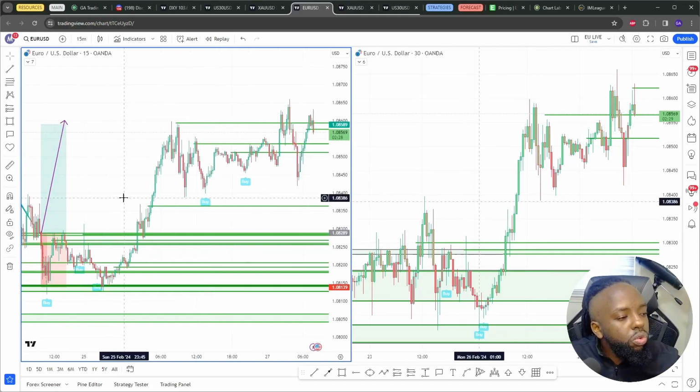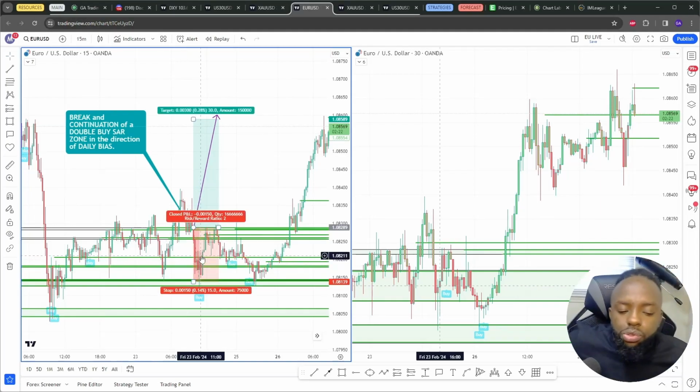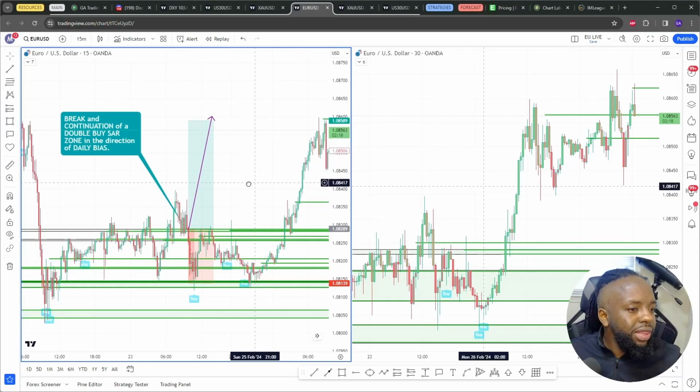But the new thing for this one is just looking at where you have supply zones within supply zones, where you have demand zones within demand zones. But other than that, that will be it.